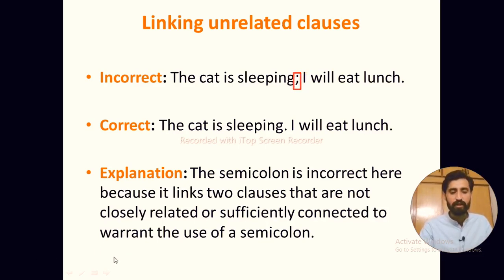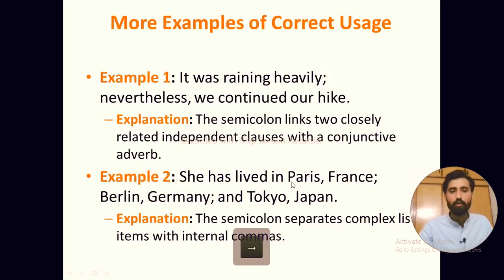Now let's talk about another thing, that more examples of correct usages, like for example, it was raining heavily, nevertheless we continued our hike. Now in this sentence we can see that semicolons link two closely related independent clauses with the conjunctive adverbs. So conjunctive adverbs के साथ भी हम use करते हैं, but to keep this in mind, both must be independent clauses and both must be related to each other as well.